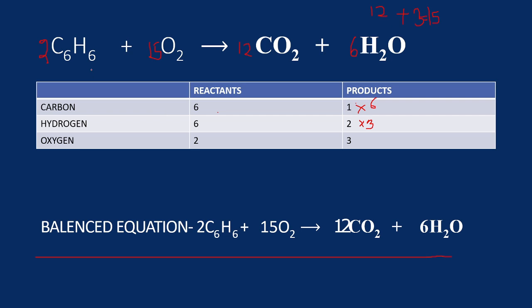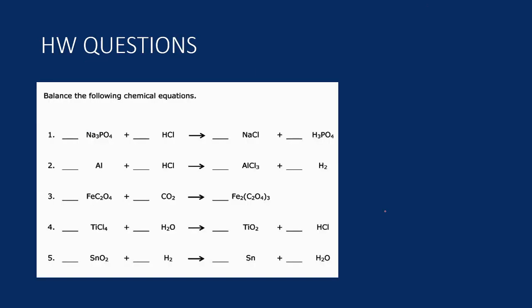If you guys want to verify, just verify it. 2C6, which is 12C, and 12C here too. Then 12 hydrogen, 6 into 2 is 12 hydrogen here too. Then oxygen, 15 into 2 is 30, as we all know, and here 12 twos is 24 plus 6, 6 into 1 which is 6. 24 plus 6 is 30, as we all know in maths. So the equation is balanced, guys. So that is it, guys, for balancing equations. It's a very easy part of this chapter.